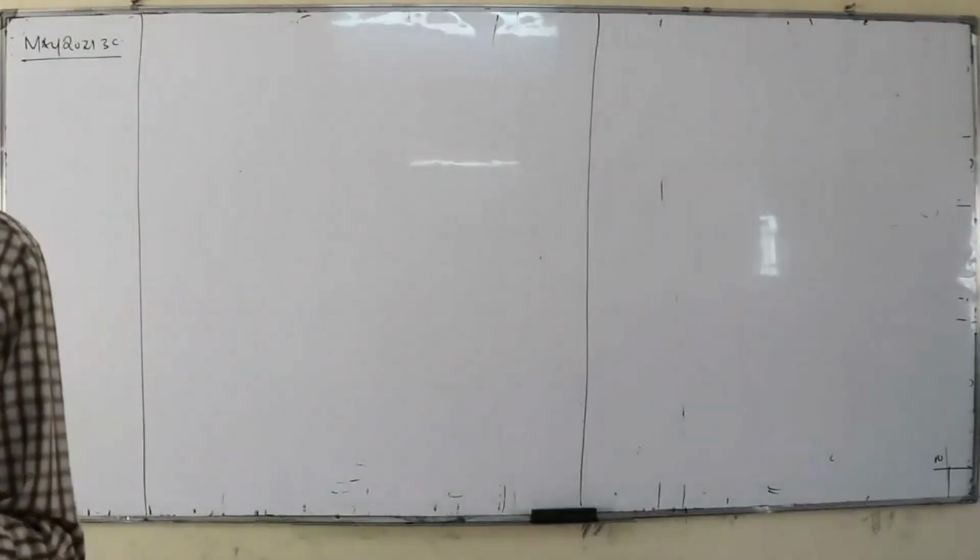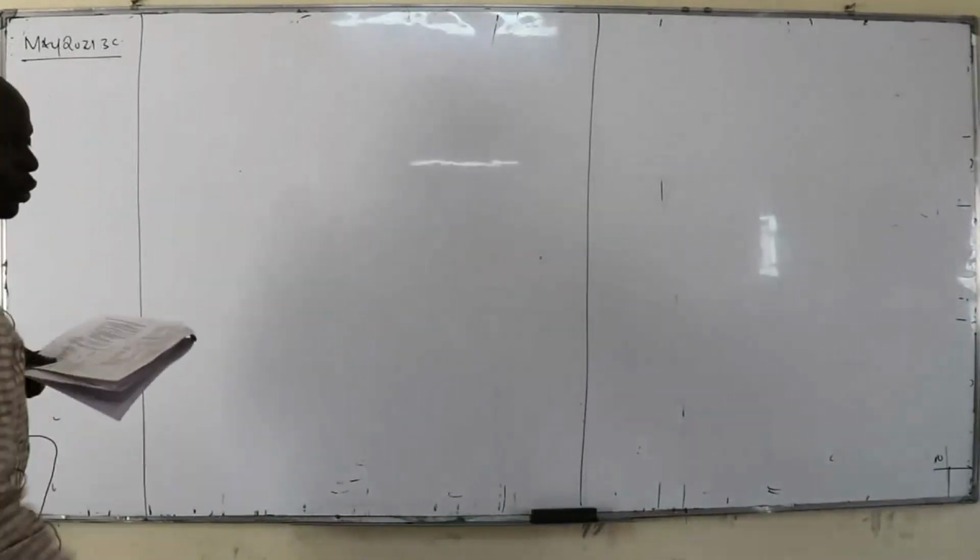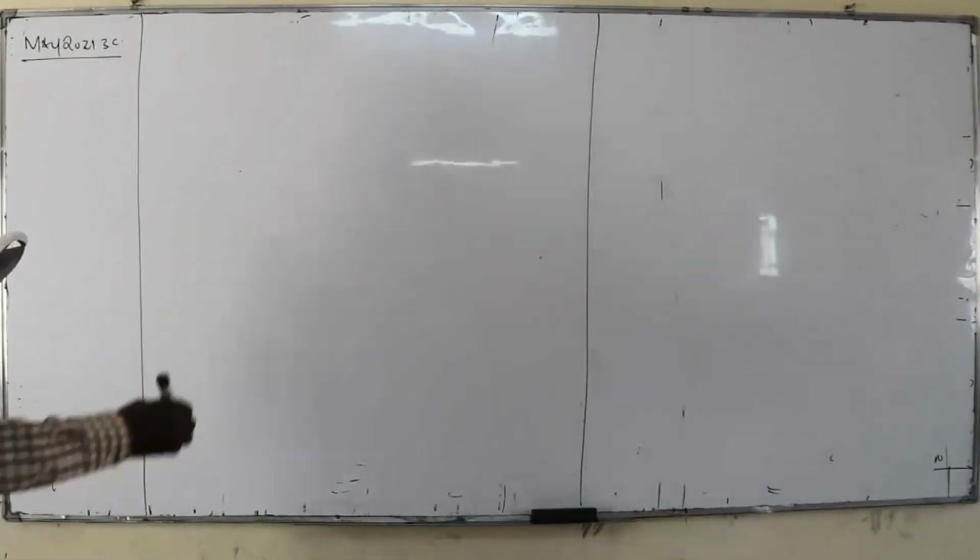Required: total taxable income for Benson Kapila for the year ended 31st December 2020. And number 2, tax payable, if any, for the income computed in number 1. So you write the name of the person you are computing the taxable income for. So you write here Benson Kapila.